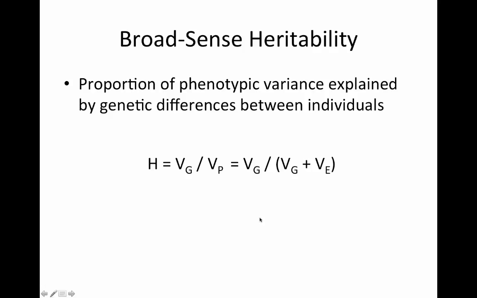I want you to keep in mind, though, that this is really an abstraction. This is just a conceptual model to help us clearly define these variables and what it is that we're looking for. VG and VE are not something that you can just go out and measure to be able to calculate broad sense heritability. So this is not a formula for calculating heritability. This is just defining our terms in a mathematical way.